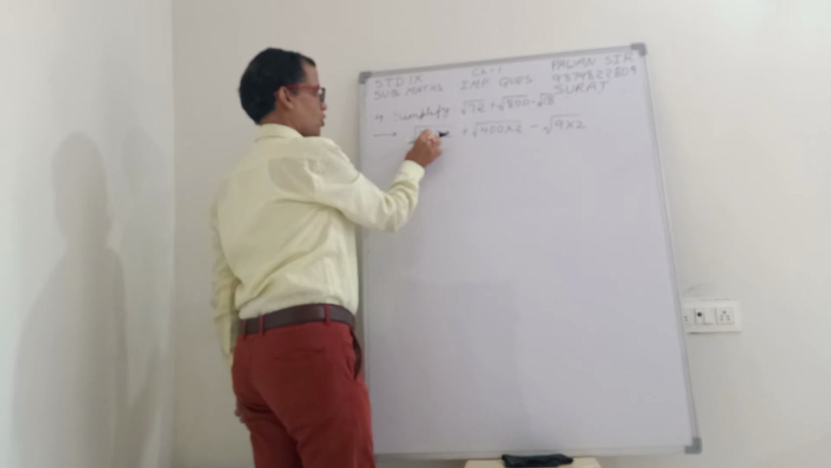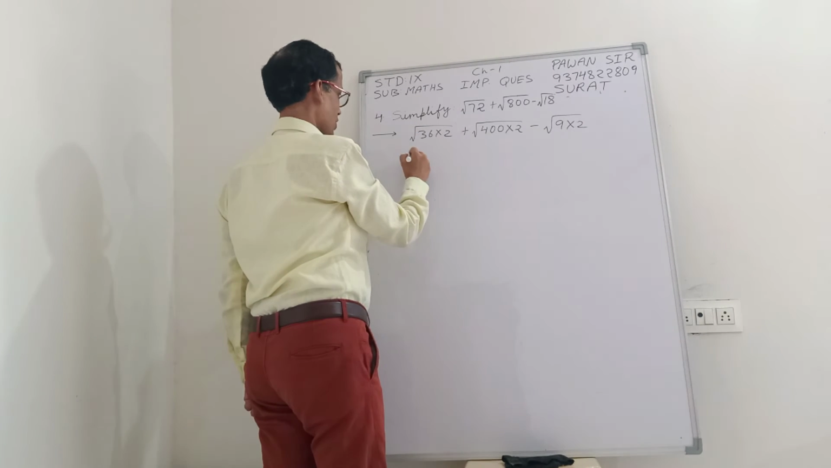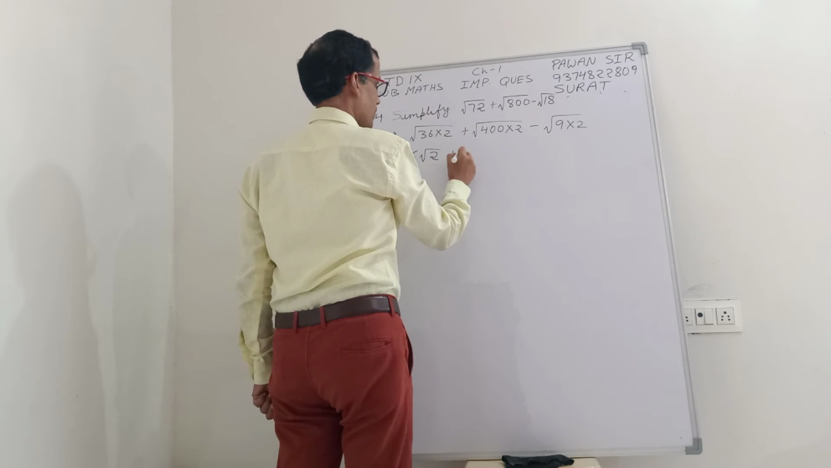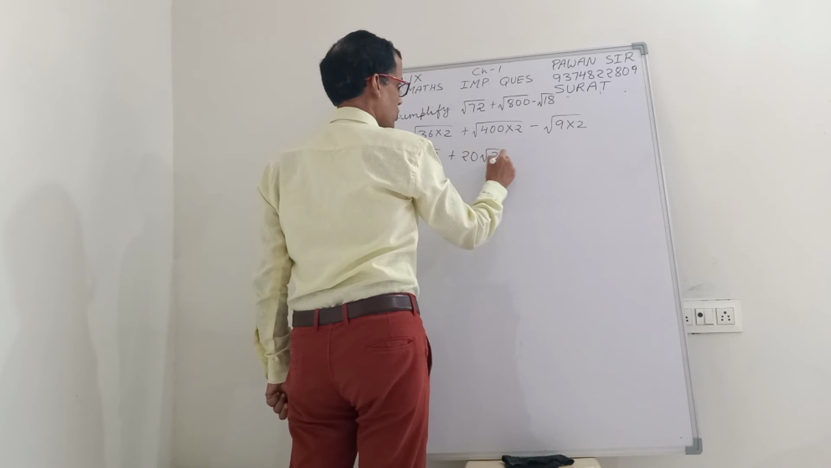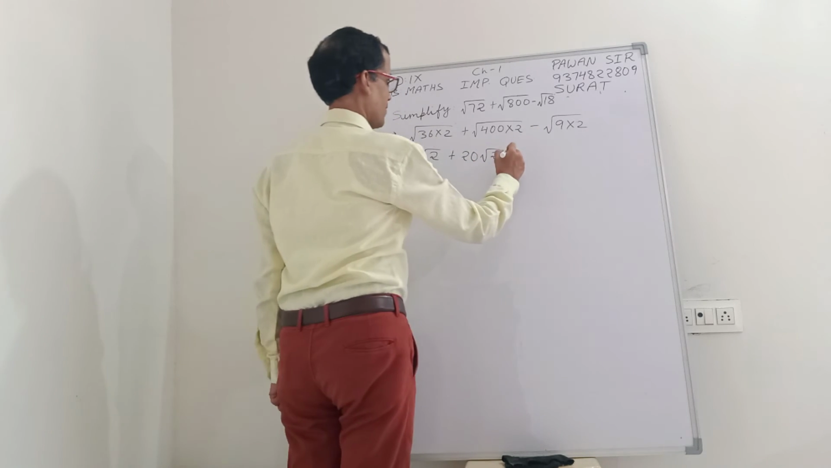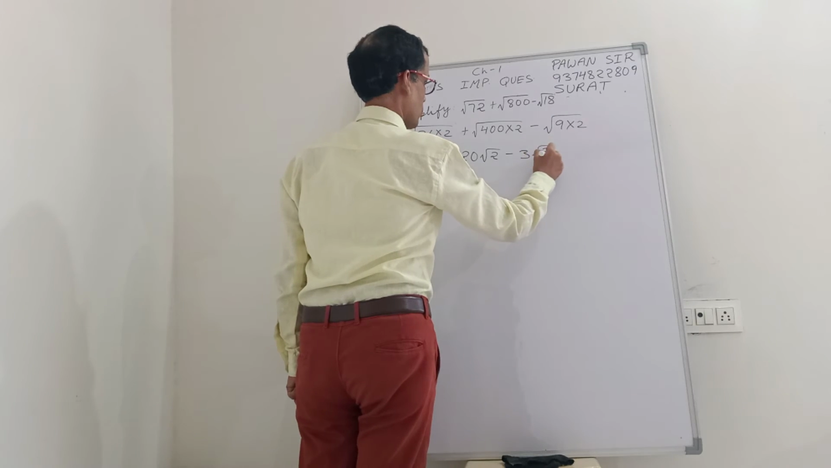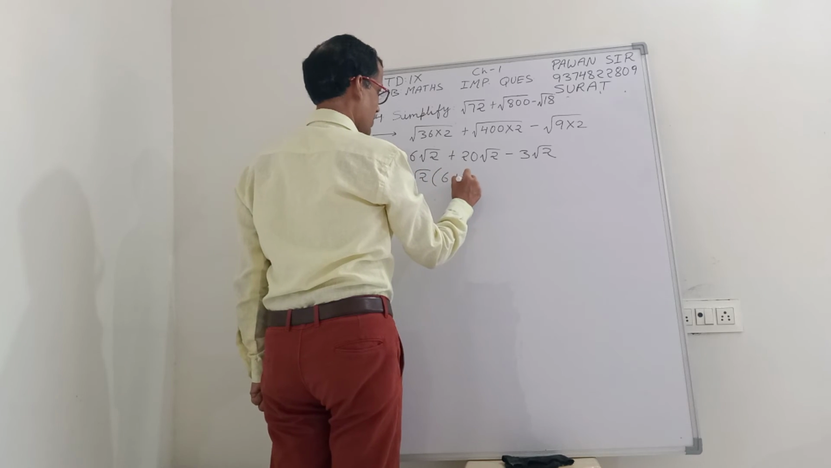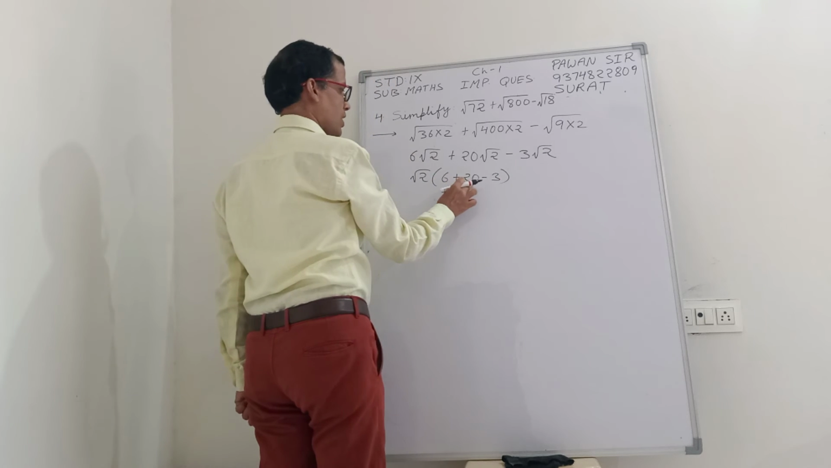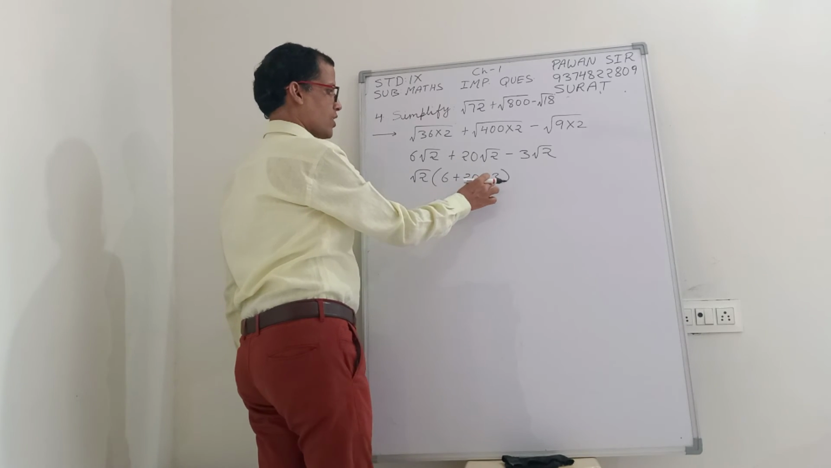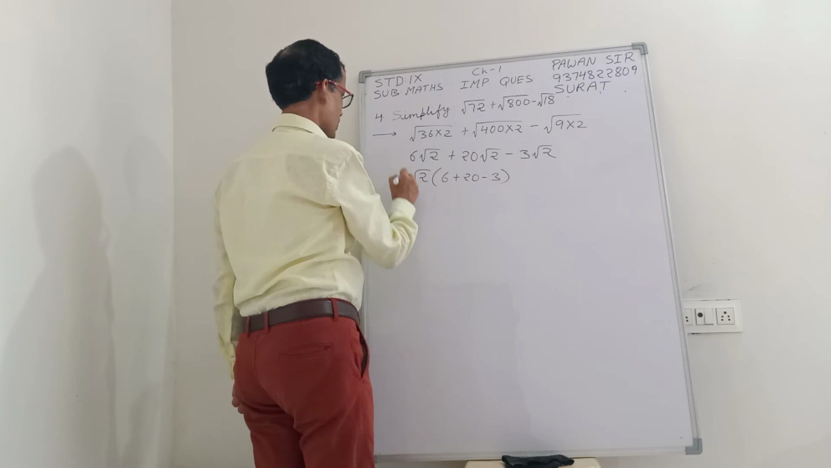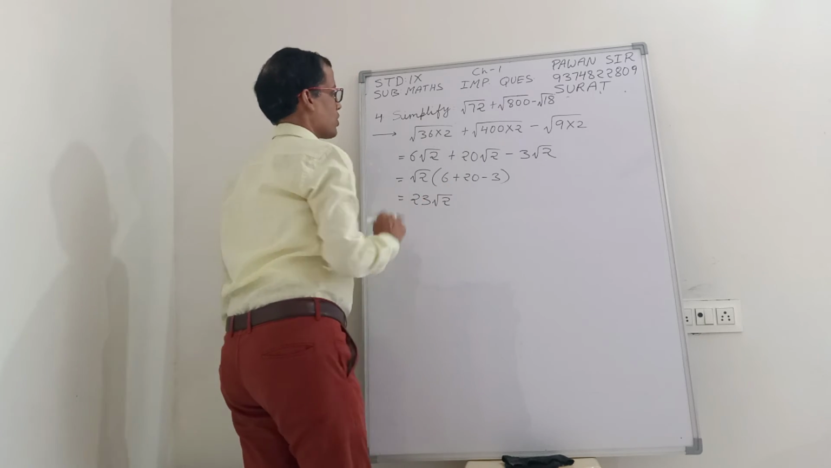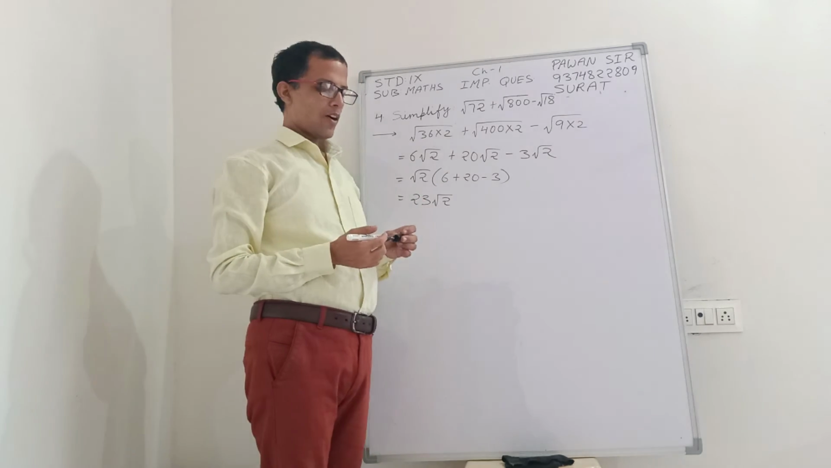Okay. Now as you know, the root of 36 is 6. So this becomes 6 root 2. And square root of 400 is 20. So 20 root 2. Square root of 9 is 3. So this becomes 3 root 2. Root 2 is common. So we get 6 plus 20 minus 3. 6 plus 20, 26. 26 minus 3, 23. So we get the answer 23 root 2. So this is our answer, and this completes our fourth question.